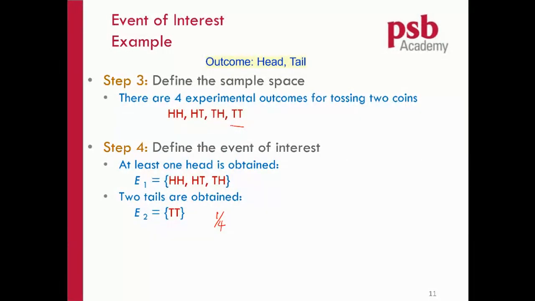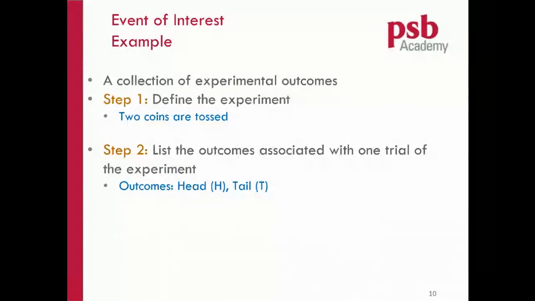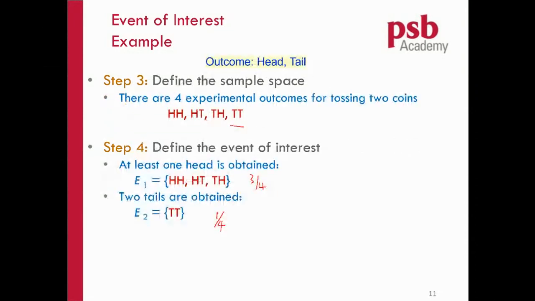Or you say, okay, I'm going to look at those events where you get at least 1 head. So how many of these will have at least 1 head? 2 heads is also considered, 1 head is also considered, so that's 3. So what's the chance of getting this event? Okay, event, back to here. Event is just a collection of experimental outcomes. So you choose what you want. These are all called events.